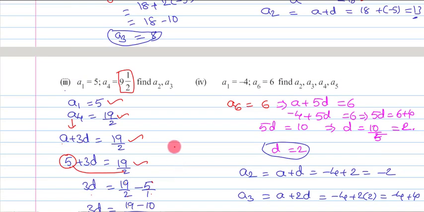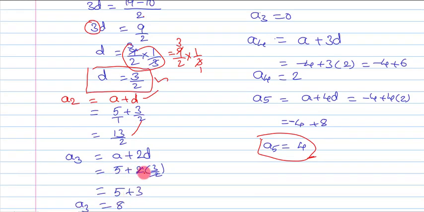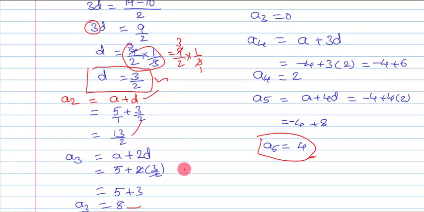Now what else do we need to find out? We need to find out the second and third terms. So the second term formula is a plus d. Then a is 5, d is 3 by 2, and adding them you get the second term as 13 by 2. Similarly, the third term is a plus 2d. That is, a is 5, so 5 plus 2 into 3 by 2. The 2s get cancelled. Then the third term we get is 8.